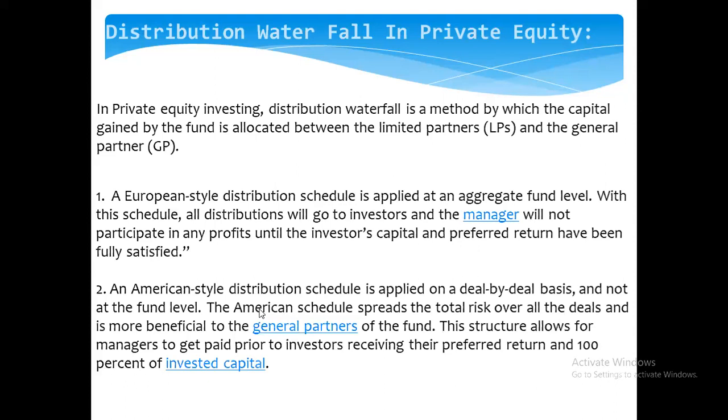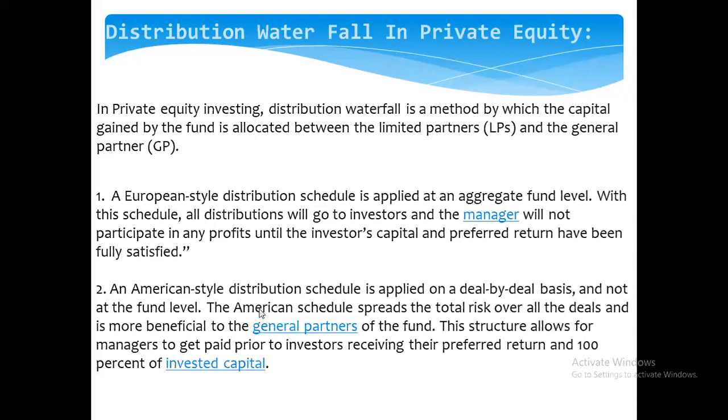Distribution waterfall in private equity. In private equity investing, distribution waterfall is a method by which the capital gained by the fund is allocated between the limited partners and the general partner. Type 1, a European style distribution schedule is applied at the aggregate fund level. With this schedule, all distributions will go to investors and the managers will not participate in any profits until the investors' capital and preferred return have been fully satisfied.